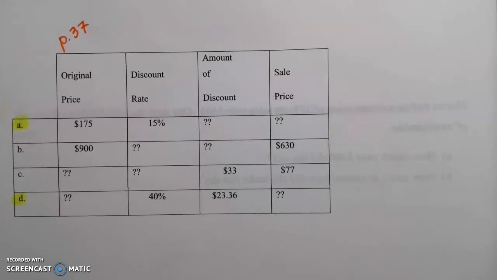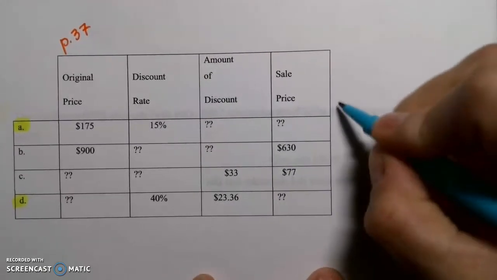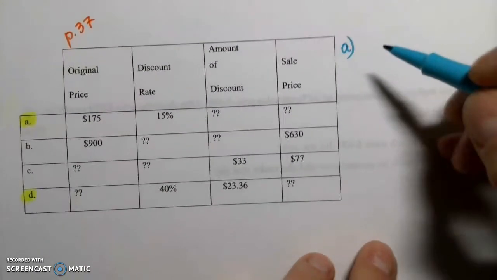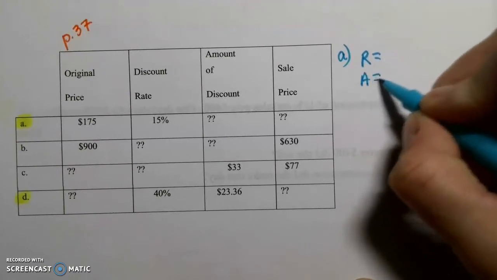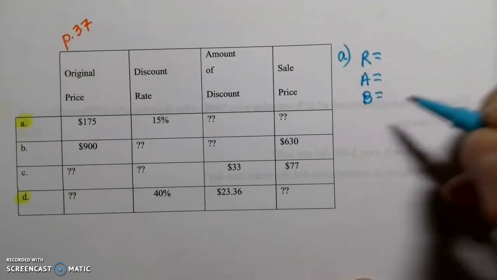All right, so continuing on page 37, we're going to look at a couple of the ones at the bottom of the page that have to do with the original prices, discount prices, amounts of discount, and sale prices, discount rates, pardon me. So looking at part A there, remember we're thinking about, okay, what's our rate going to be, what's our amount going to be, and what is our base going to be?